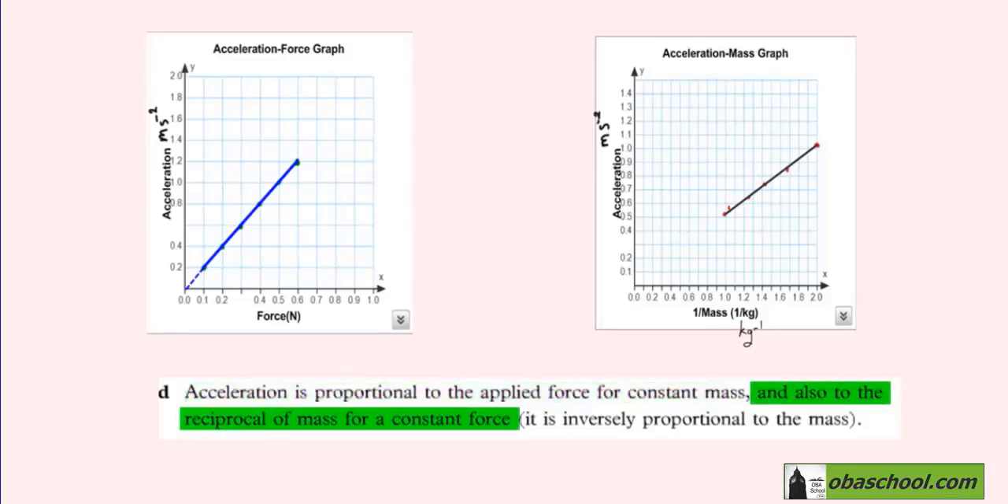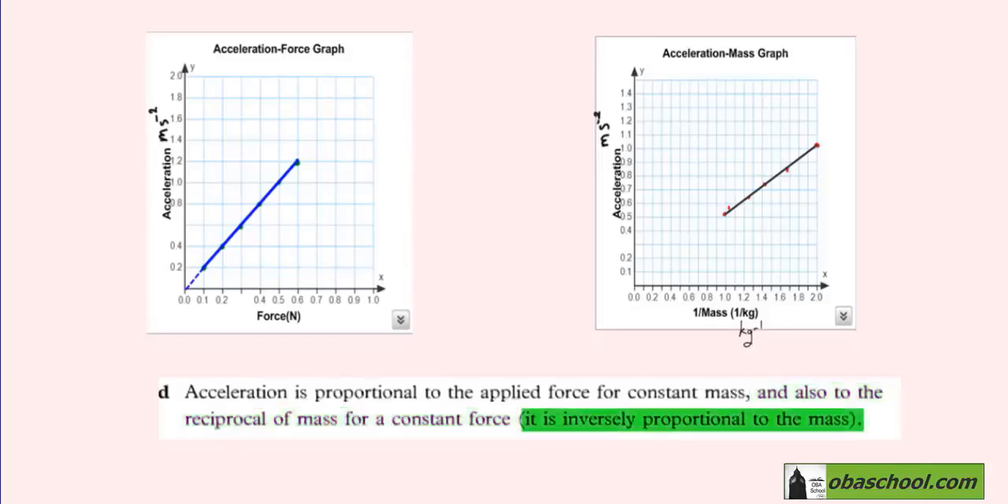Also to the reciprocal of mass for a constant force, which is the opposite of mass, so 1 over mass. Thus, if something is moving and we add or remove a load, but the force is constant, however only the load is changing, then the acceleration will be affected inversely. If the load increases, the acceleration decreases, and if the load decreases, the acceleration increases, which means it is inversely proportional to the mass.